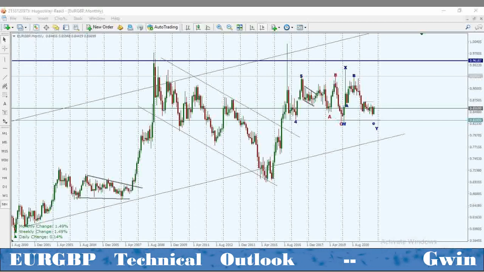So for this one here, for the EURGBP, we also had it that price was trading more of an uptrend. All right, so we have a series of higher highs, higher lows. However, we did have a contraction here, and we also did have a breakout from this point, and then we had price rally to this point here.